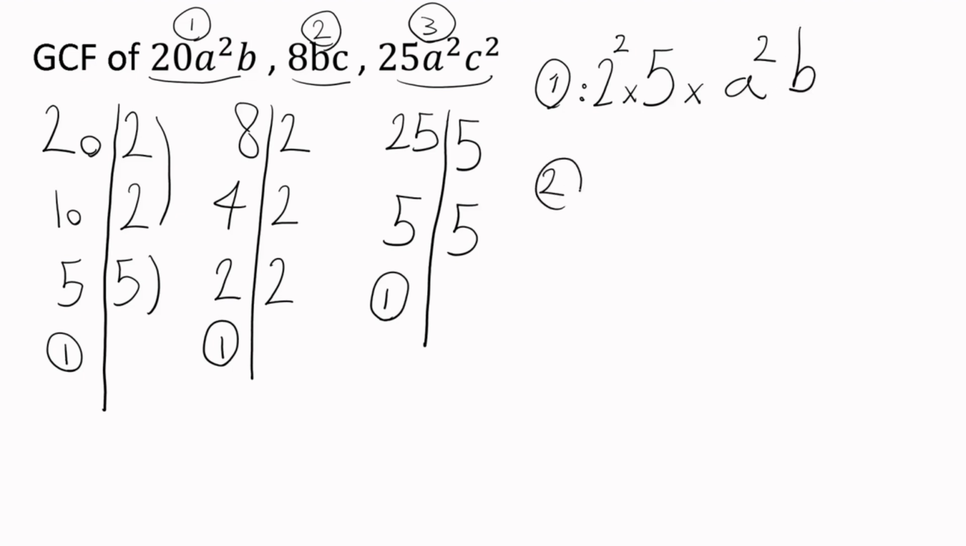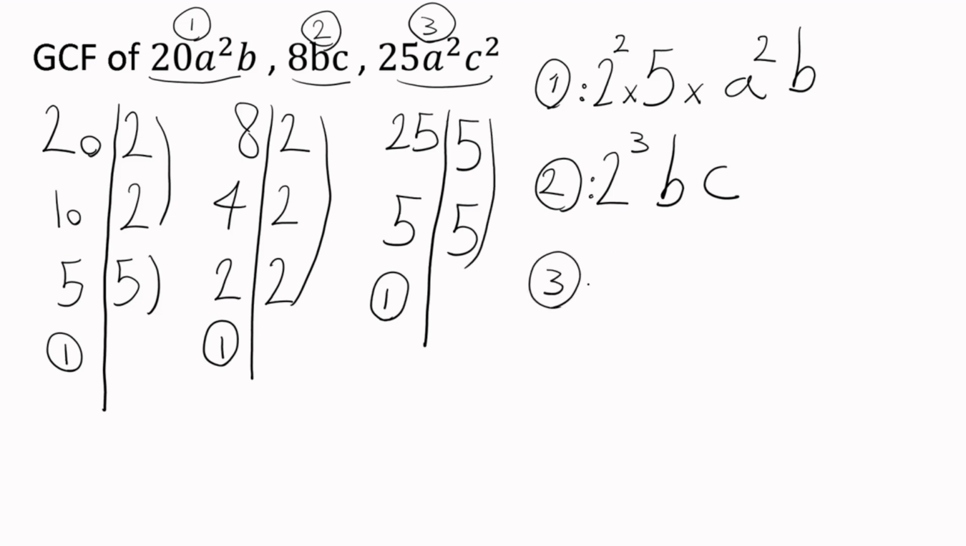Second one, 8. As you can see, I have 3 2's. So I can write 2 to the power of 3 b c. Third one, as you can see, I have 2 5's. So 5 to the power of 2 a 2 c 2.